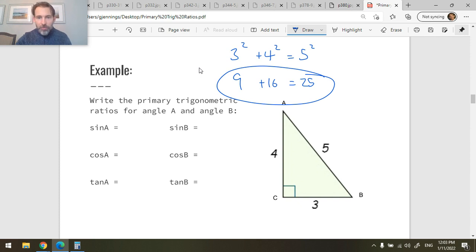So if we're looking from this angle here, A, and I want to know sine A, well, the opposite to A is 3, and the hypotenuse is 5. So sine A would be 3 over 5. Cosine of A, well, cosine relates adjacent to hypotenuse, so that's 4 over 5. And then tangent is Sohcahtoa, T-O-A. Tangent is opposite over adjacent, so tangent is 3 over 4.